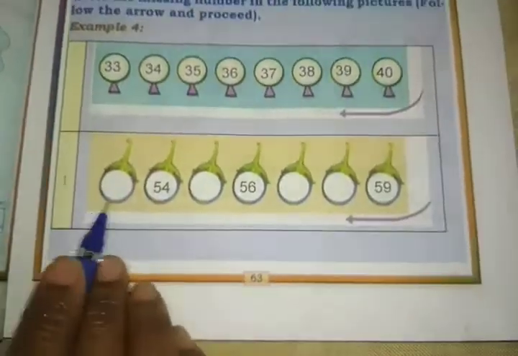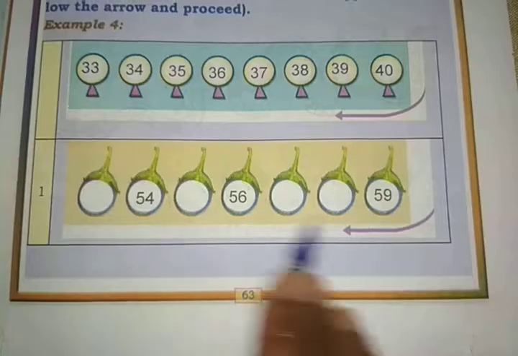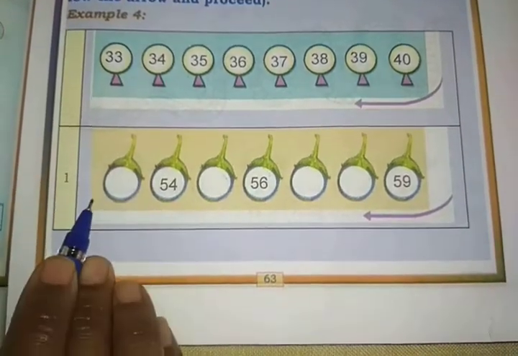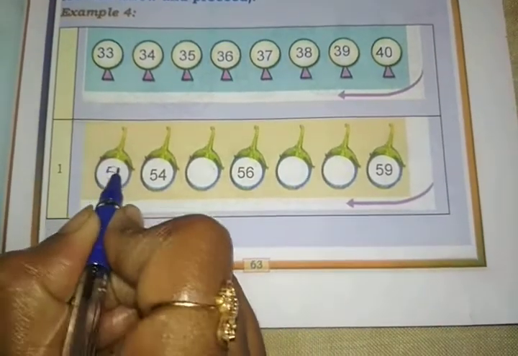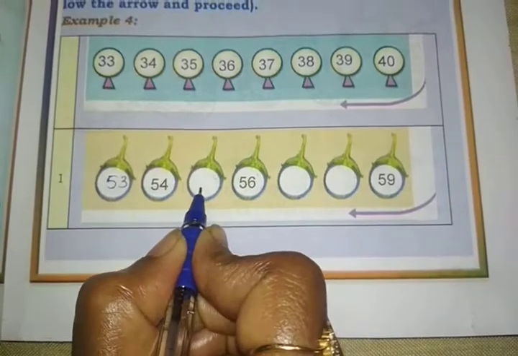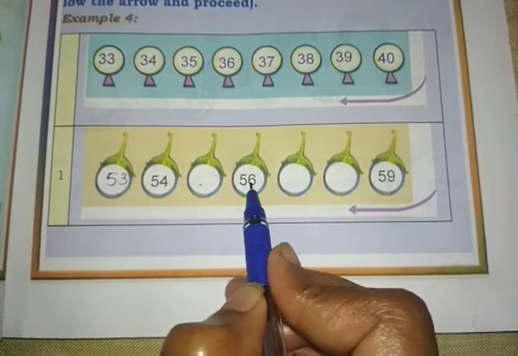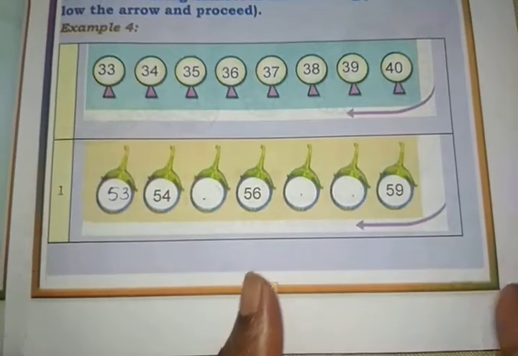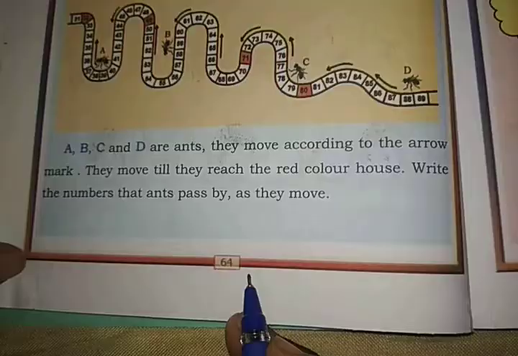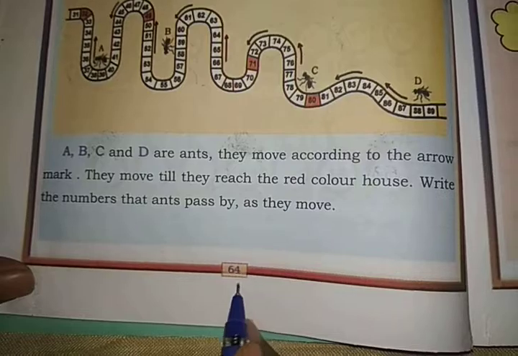Here you go for same method and write down the numbers. 54 before number 53. So go 55, 56, 57, 58. Okay, next we move for page number 64.